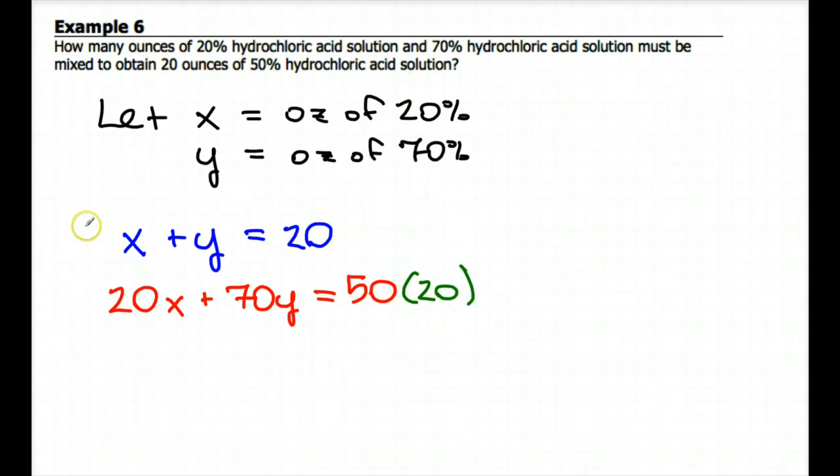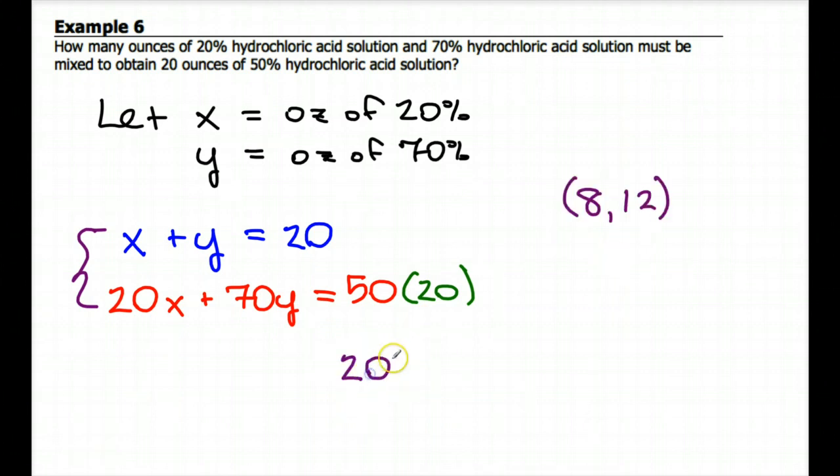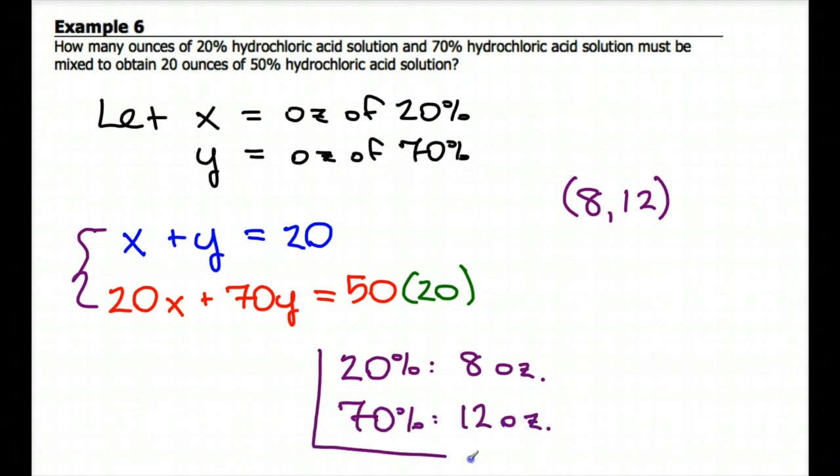So you can type, again, both of these in your calculator in standard form. 50 times 20 is 1,000, or you could just type in 50 times 20 if you'd like to on your calculator. Go ahead and type those in, find the intersection point, and then click play to check your answer. You should have found an intersection point of (8, 12). And so what that means for this one is that your 20% solution, you want 8 ounces of it. And then your 70% solution, you want 12 ounces of it. Combine those together, that's going to give you 20 ounces of a 50% solution.